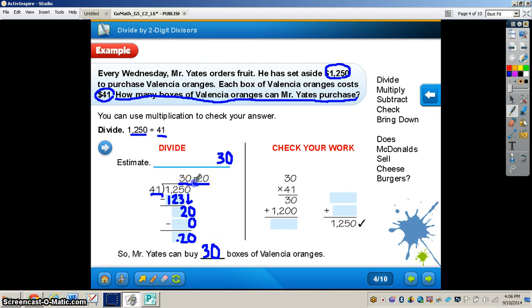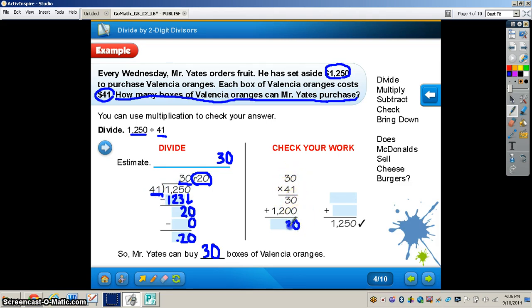Okay, we can kind of ignore the remainder because that's not quite a whole other box. Now we can also check our work through multiplication, and what you can do is multiply the quotient by the divisor. You can see 30 times 41.